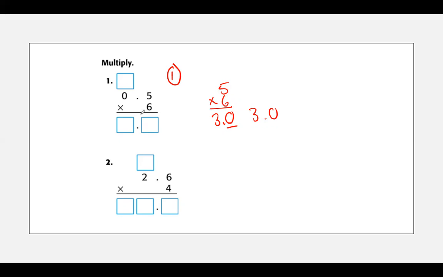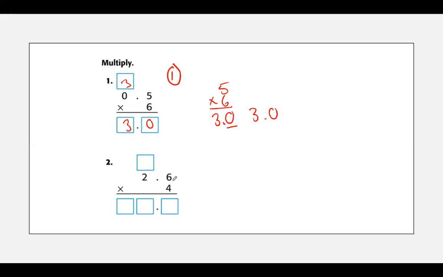Now, if you don't want to rewrite it, you don't have to. You can do 6 times 5 is 30. 6 times 0 is 0 plus 3. And you see we have the same answer. So you choose which method you would prefer, okay? Now, let's do the next one.